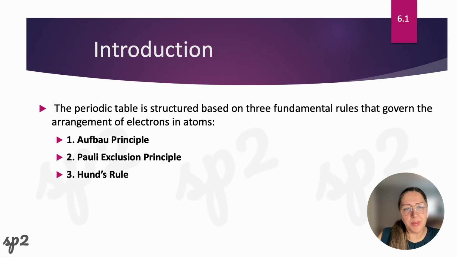Okay, so if you think about how they actually build the periodic table, it is based on the three fundamental rules that govern the arrangements of the electrons in atoms. Those are the Aufbau principle, the Pauli exclusion principle, and we also have Hund's rule. So in the next few slides, we're going to be covering these three principles together.